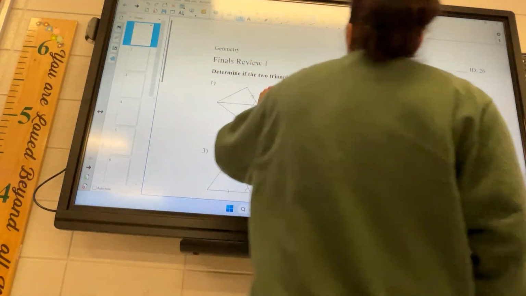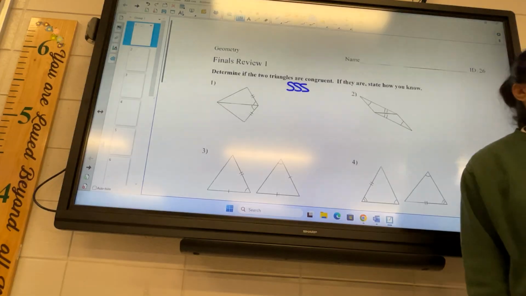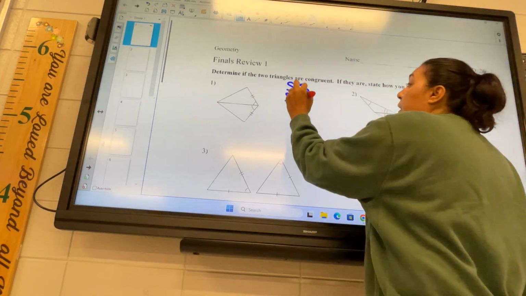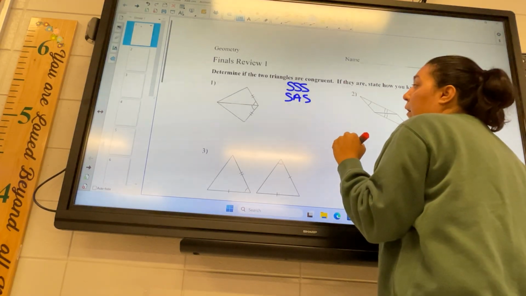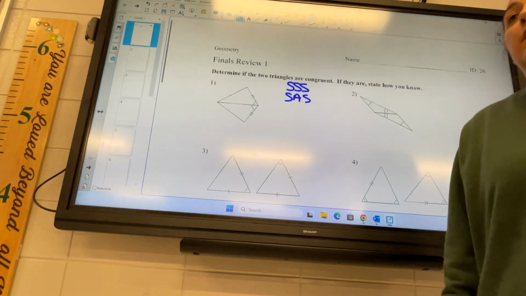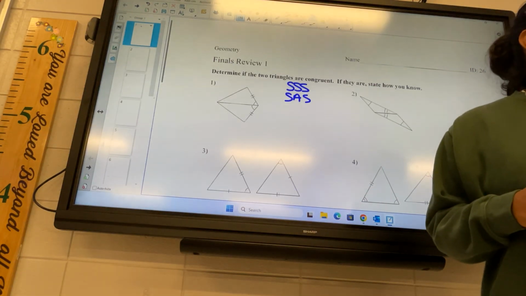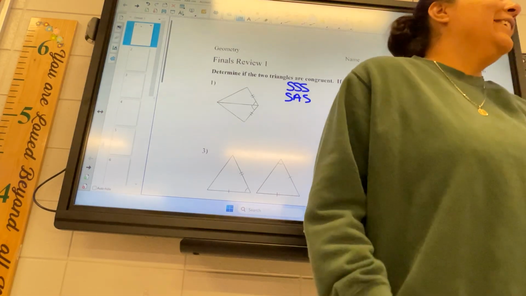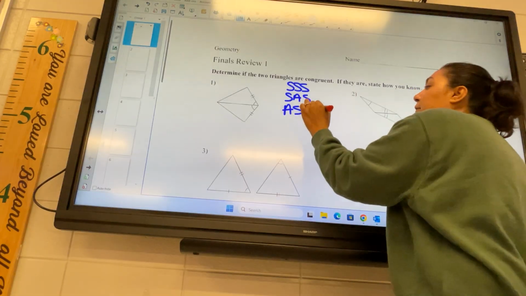Okay, one of them is side, side, side. What's another one? Side, angle, side. What else? What else is there? Not AAA. Is it ASS? It's not ASS. Bad words. Wait, ASA. Angle, side, angle.